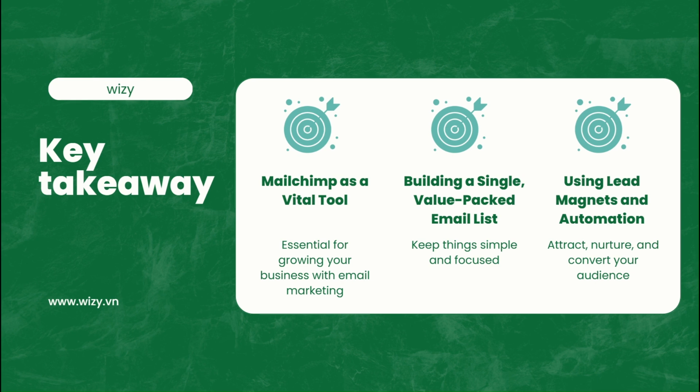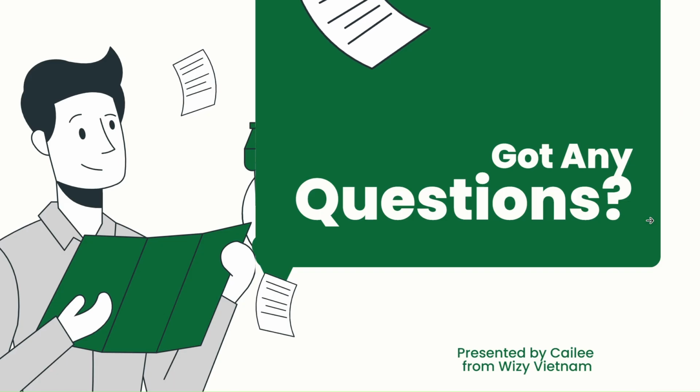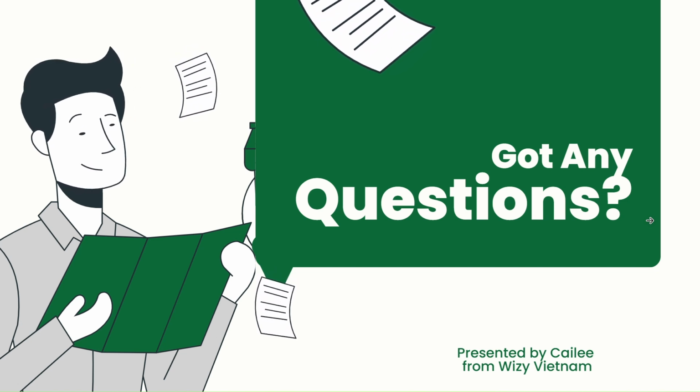Here are some key takeaways. 1. Mailchimp is an essential tool for growing your business with email marketing. 2. Focus on building a single, value-packed email list to keep things simple. 3. Use lead magnets and automation to attract, nurture, and convert your audience.